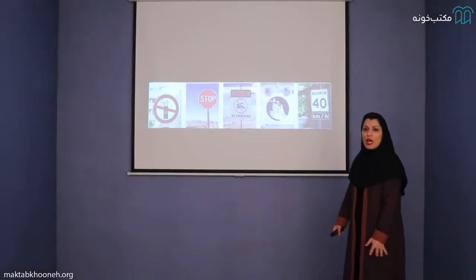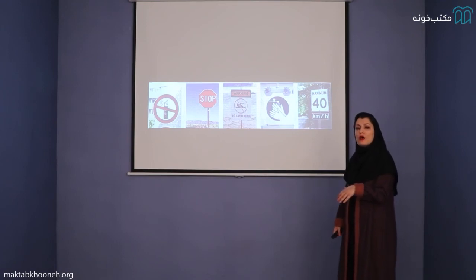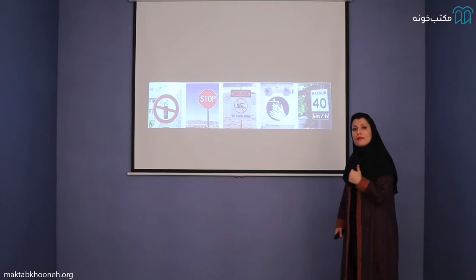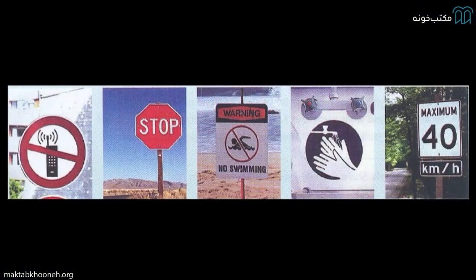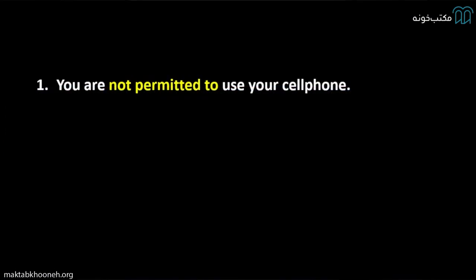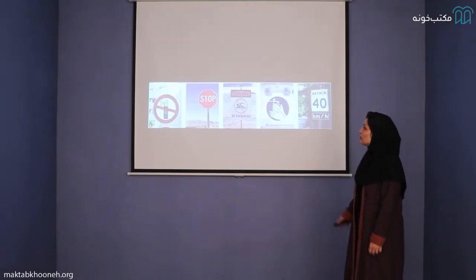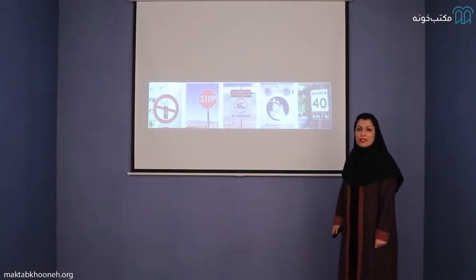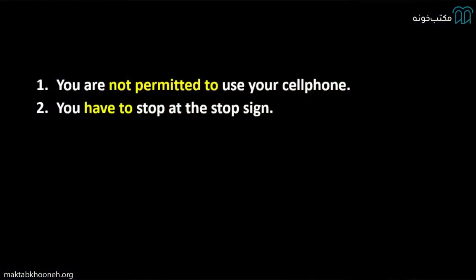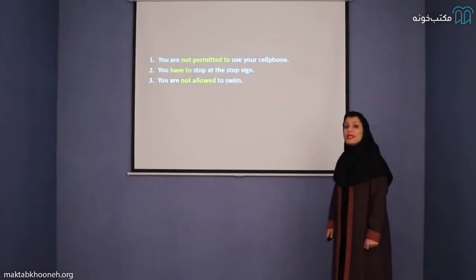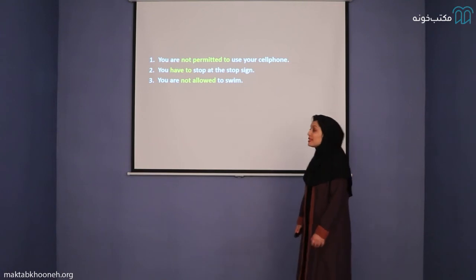Okay, thanks. This time, as you can see in this picture, you can see some signs. I want you to pause the video. Use all the phrases you just learned talking about obligations and prohibitions. In the first picture, you're not permitted to use your cell phone. Also, we can say you're not allowed to use your cell phone, right? The second picture, you can see the stop signal. You have to stop at the stop sign. The third says, you're not allowed to swim, or it is prohibited to swim in this area.